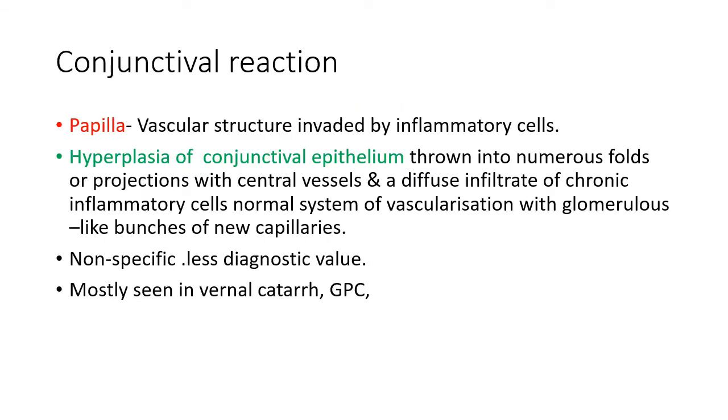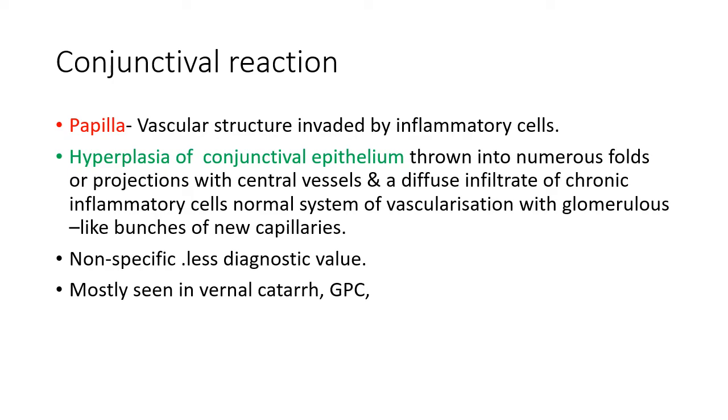So you should know what the conjunctival reactions are. This can be asked for your short note. Papilla. What is a papilla? It is a vascular structure invaded by inflammatory cells. Hyperplasia of conjunctival epithelium, thrown into numerous folds or projections with central vessels, and a diffuse infiltrate of chronic inflammatory cells. This is called a papilla. It is non-specific, so it has less diagnostic value.